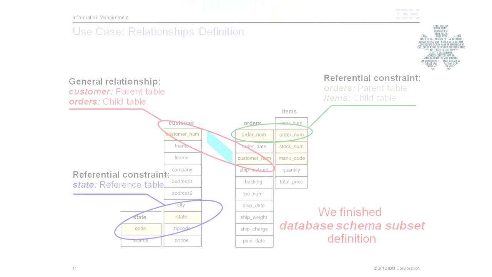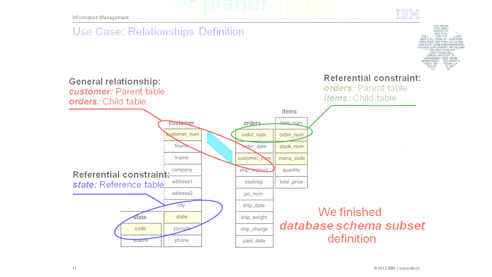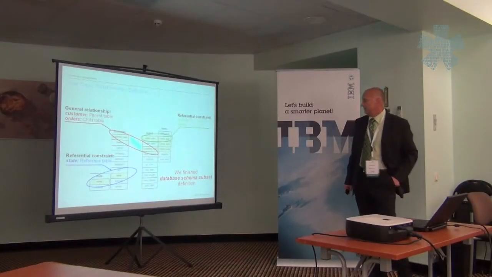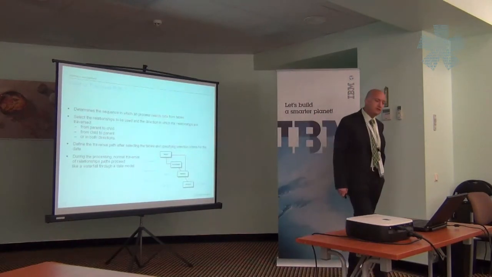Another referential constraint we have is between orders and items. Orders is the parent table, items is the child table. So it's a parent table and child table. And there is a general relationship between customer and orders. So we finished the database schema subset definition, and now we should explain what a traversal path is.